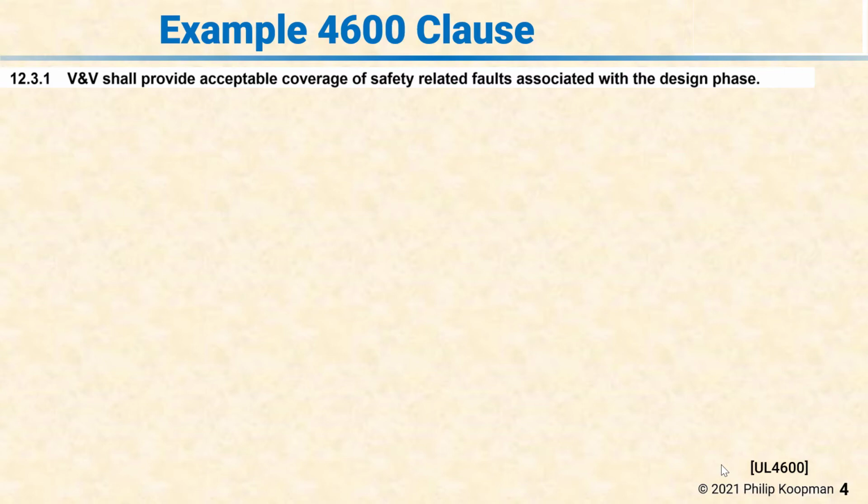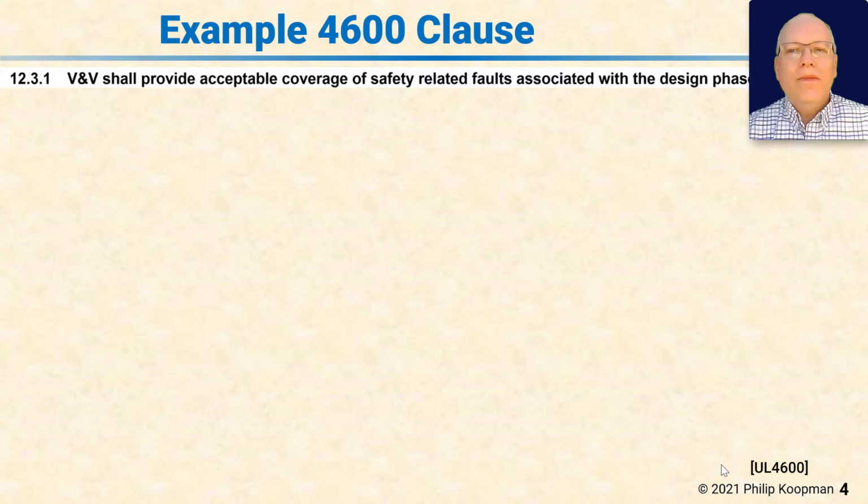This is clause 12.3.1, which has to do with verification and validation of faults related just to the design phase. There are other clauses for other design phases. This one says, V&V shall provide acceptable coverage of safety-related faults associated with the design phase. So that means your safety case has to talk about faults related to the design and how you're going to verify and validate that they are not existent or that they've been mitigated in some way.